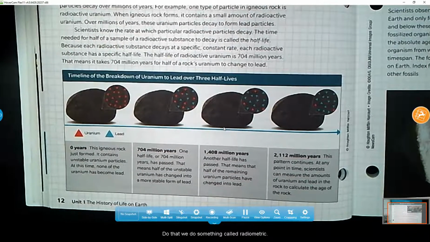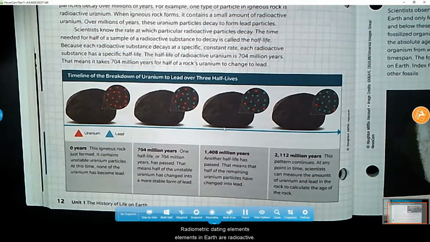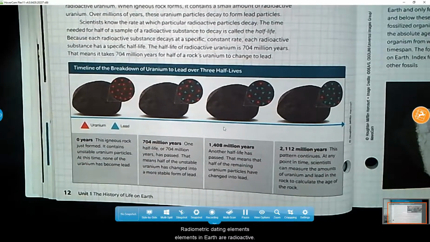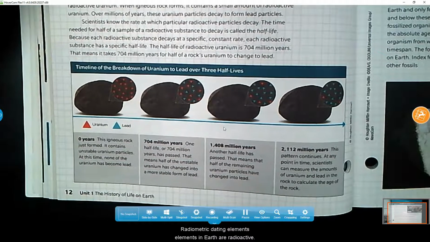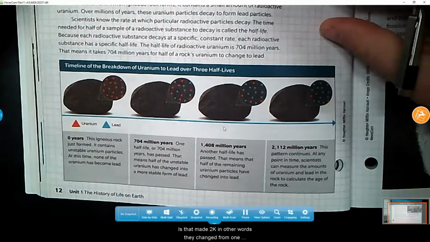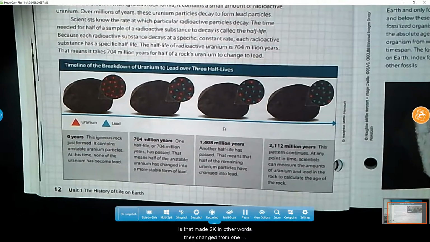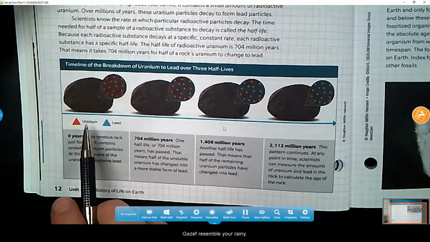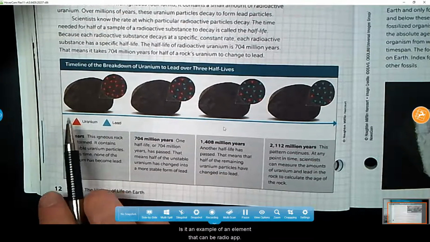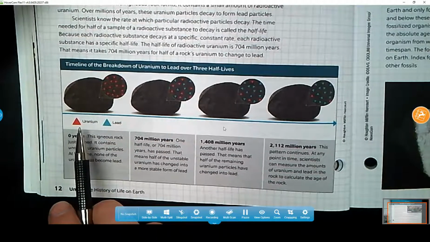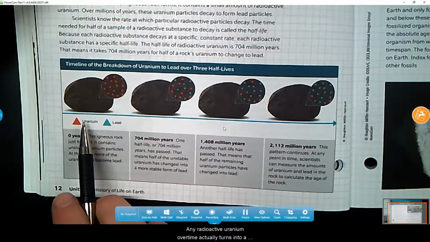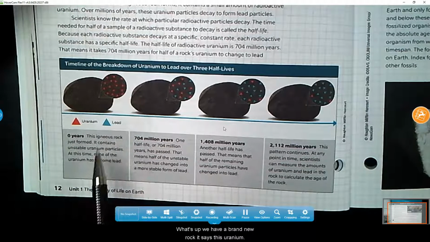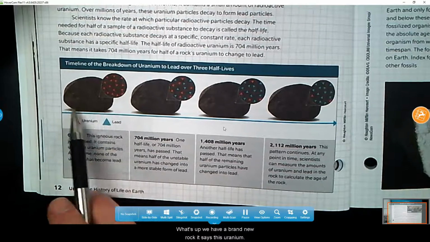And to do that, we do something called radiometric dating. What it does is certain elements in Earth are radioactive. And what happens with radioactive elements is that they decay. In other words, they change from one element into a different type of element. Okay, so for example, uranium is an example of an element that can be radioactive. And the radioactive uranium, over time, actually turns into a different element, lead. And so if we have a brand new rock, it has this uranium in it.